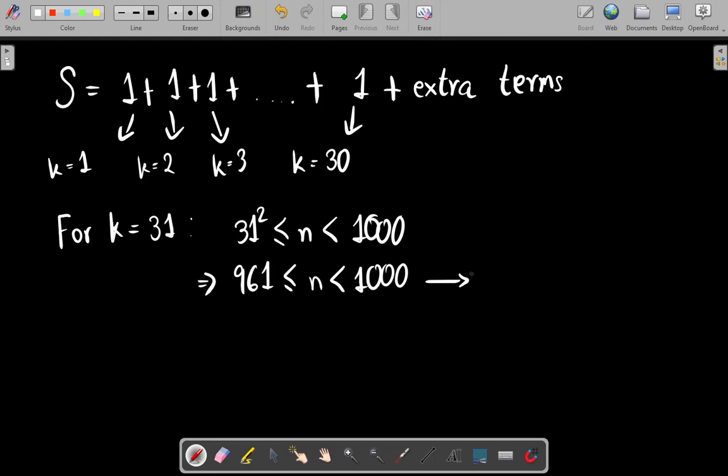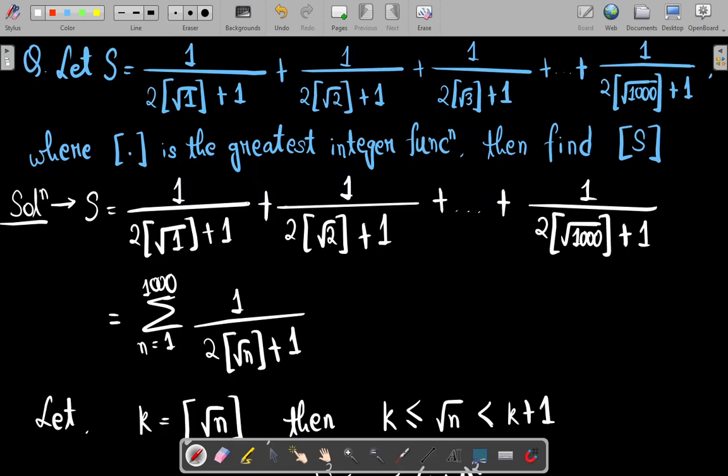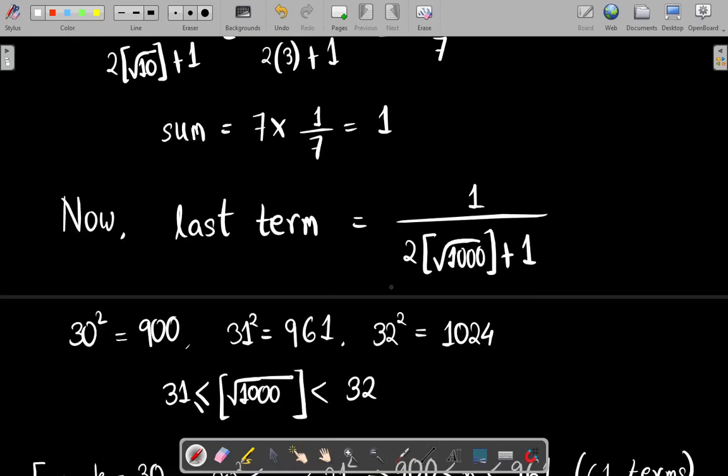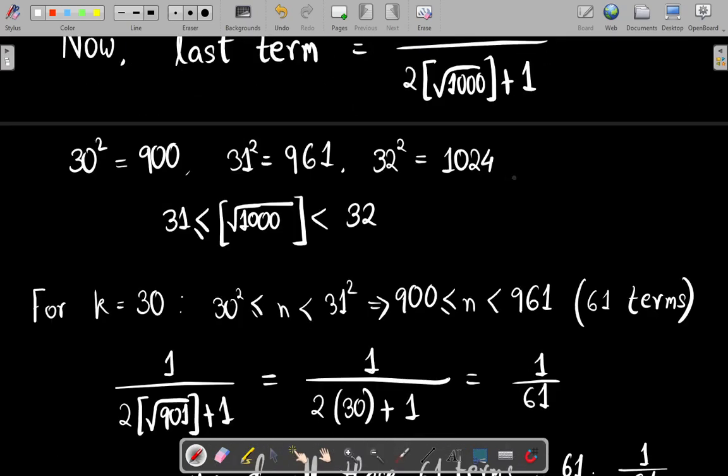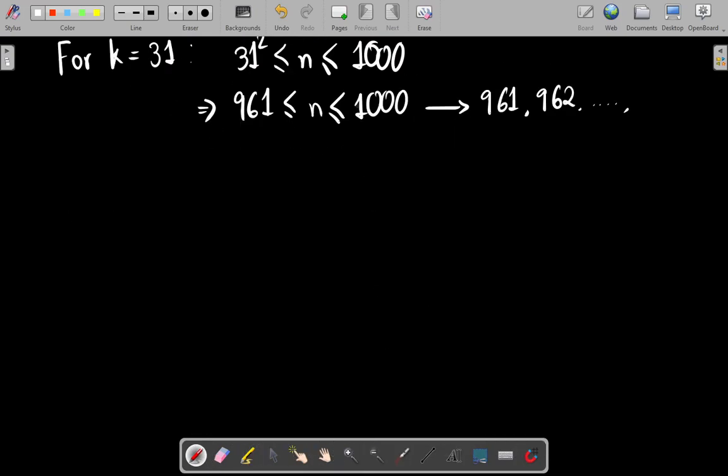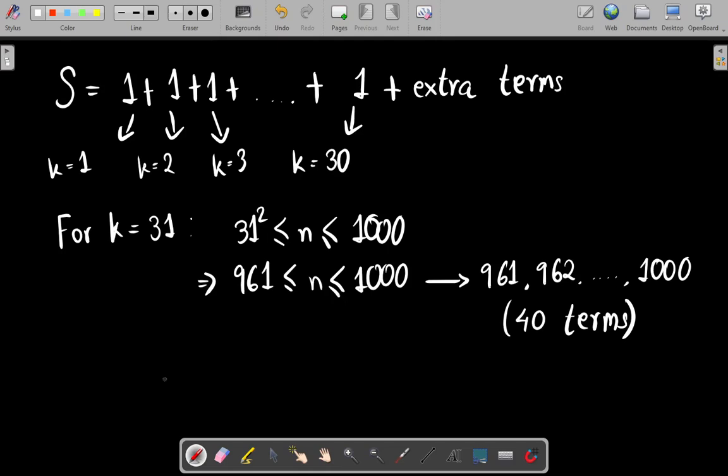If I write it, let's say the terms are going to be 961, 962, and actually my bad. It can actually include 1000 also, since the disjointing part will be 1024, right? It stops much before that, so it can take the value 1000 also. So no issues here. It goes up to 1000, which means there are going to be 40 terms here. I was confused for a bit here. So it goes on up to 40 terms, right?